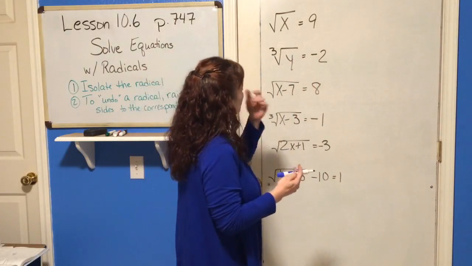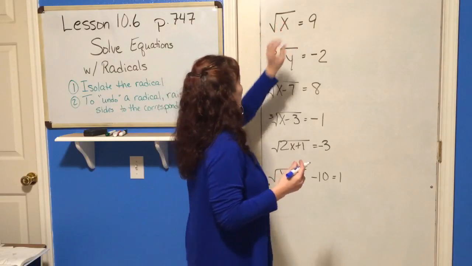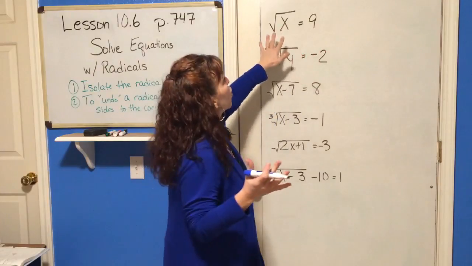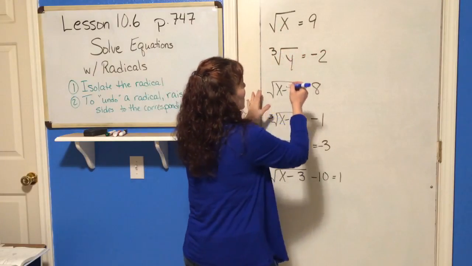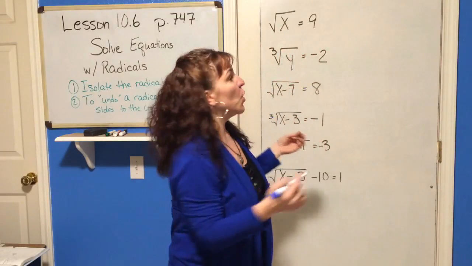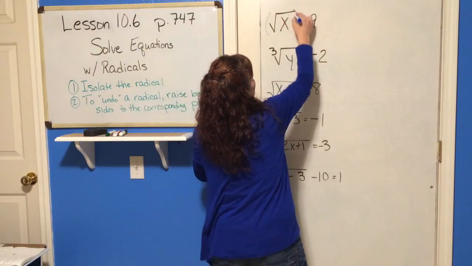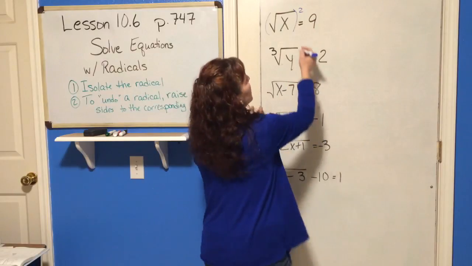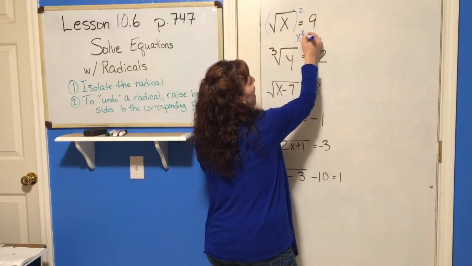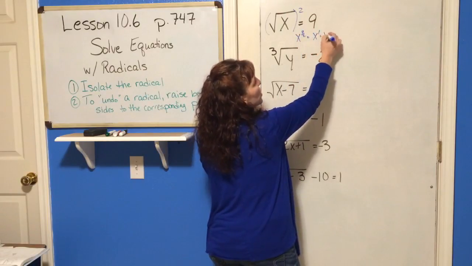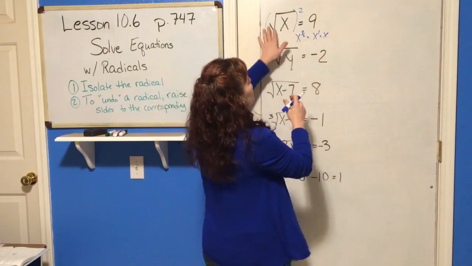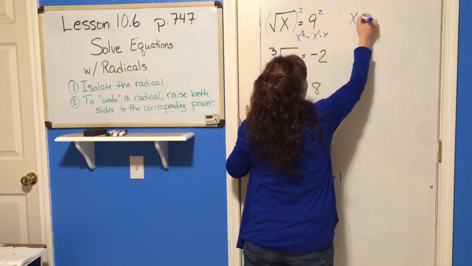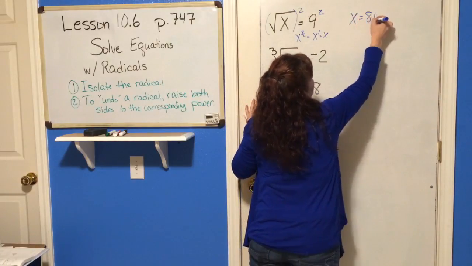Let's start with the square root of x equal to 9. Well, step one, the radical is already isolated. It's already by itself. So in order to get back to just x, we're going to have to square it, right? Because the square root of x squared is x, right? Because x to the 2 has power equals x to the 1 power, which is just x, right? So I square the square root of x, and I square 9, so now x equals 81.